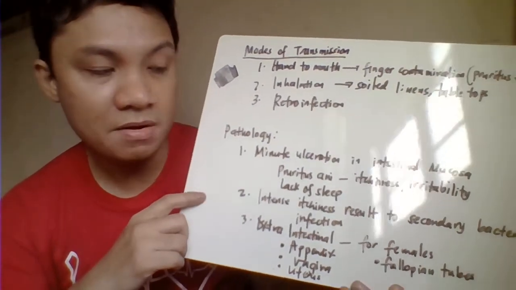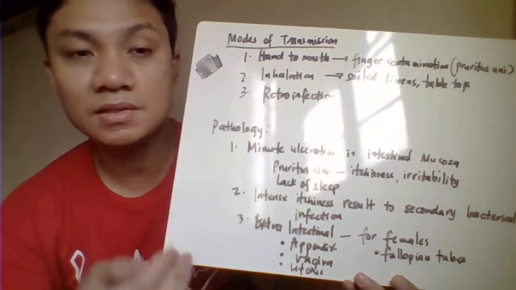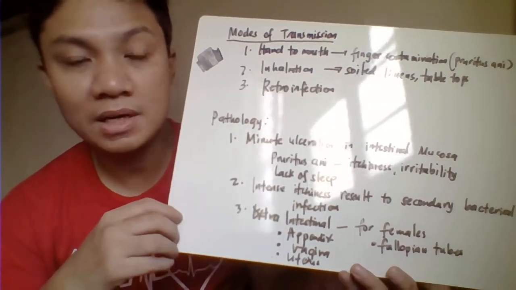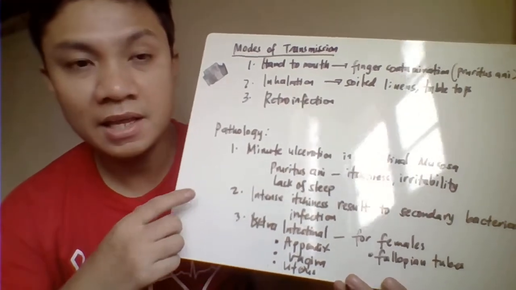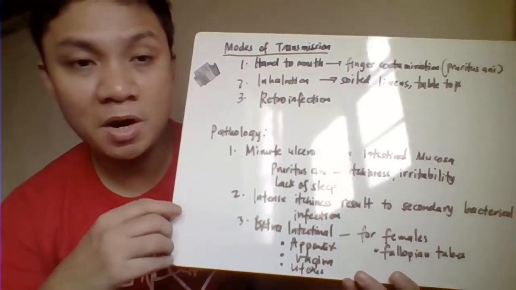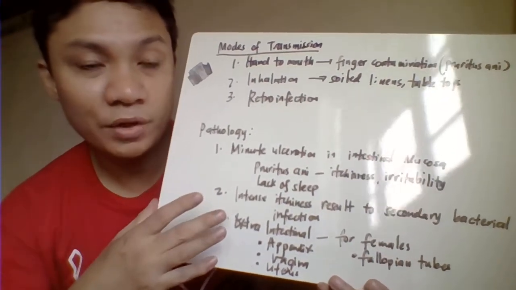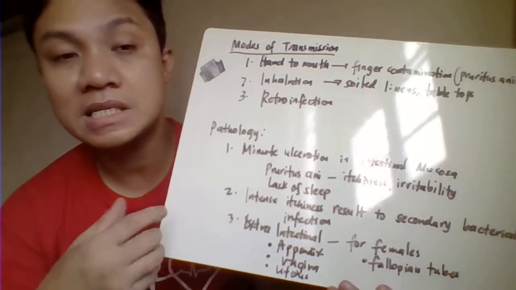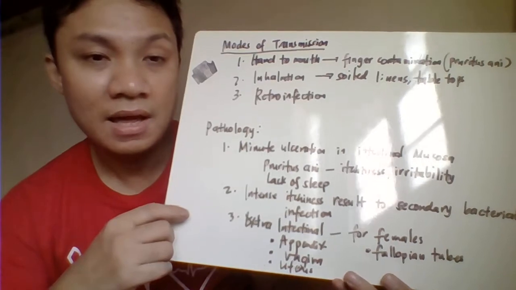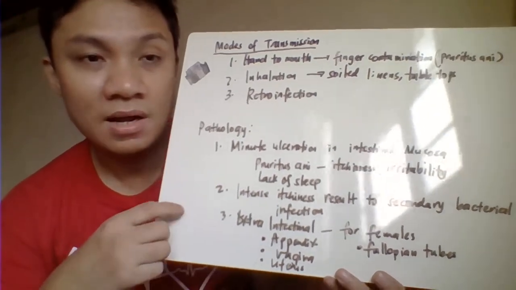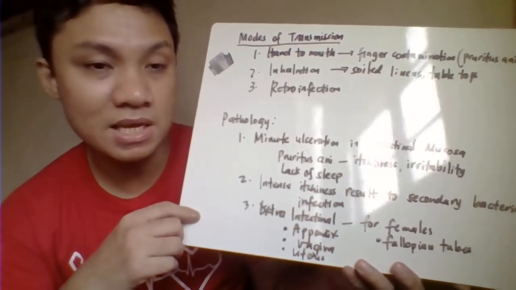It would provide minute ulceration of the intestinal mucosa, because of the attachment of the adult worm in that area, causing infection or ulceration in your intestinal mucosa. Also, because of the migration of the female adult worm to lay eggs at night, it results in pruritus ani or intense itchiness in the anal area, and scratching that would cause some discomfort. And of course, we also have the lack of sleep because of the irritability brought about by that.